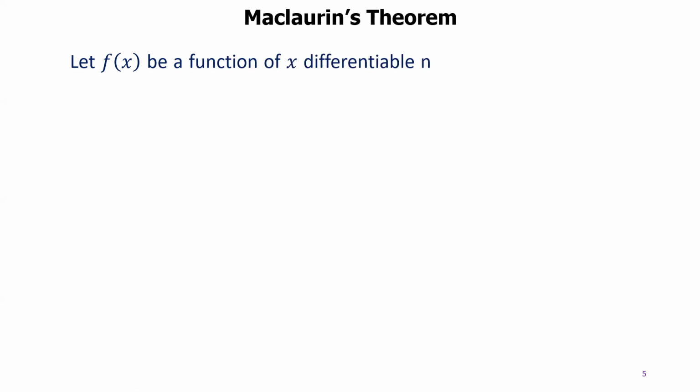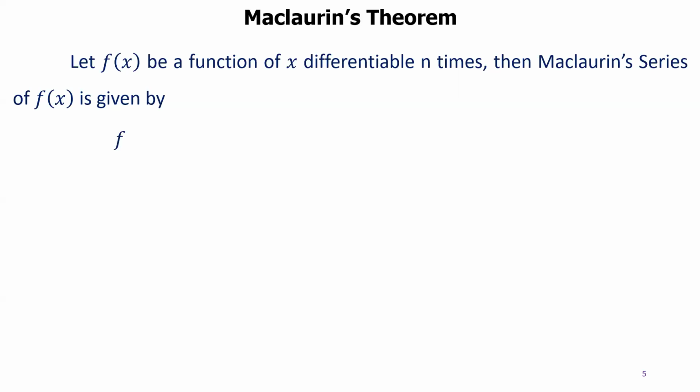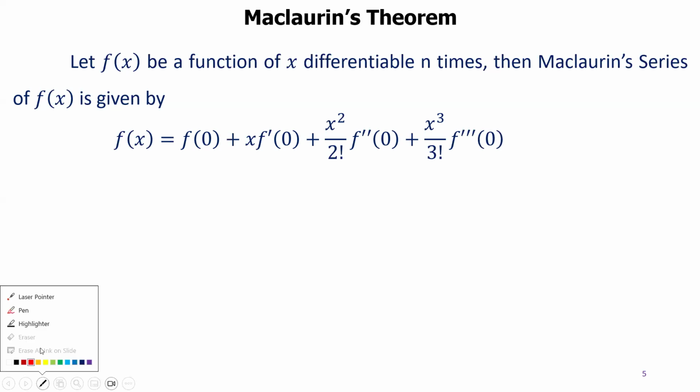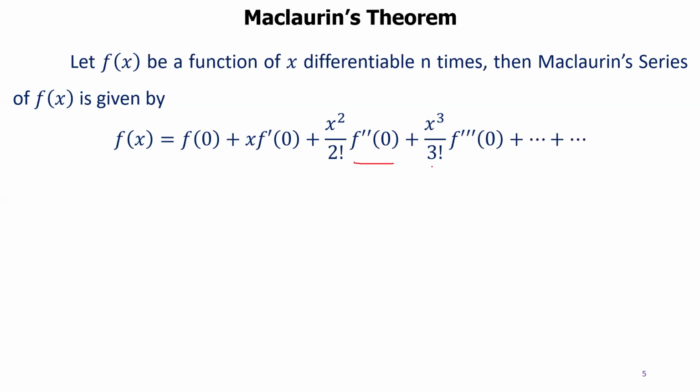Let f of x be a function of x differentiable n times. Then Maclaurin's series of f of x is given by f of x equal to f of 0 plus x into f dash of 0 plus x square upon 2 factorial into f double dash of 0 plus x cube upon 3 factorial into f triple dash of 0 and so on. This is called Maclaurin's theorem, and since we are giving this theorem in terms of a series, this is called the Maclaurin series.